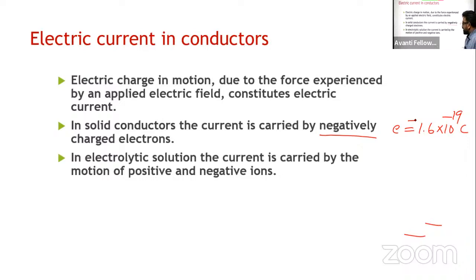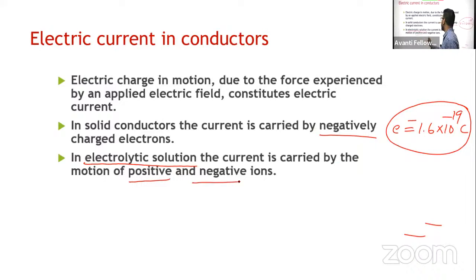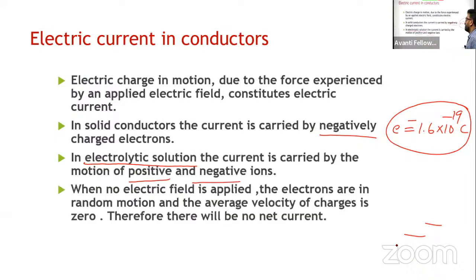With a negative charge, negatively charged electrons. Then in the case of an electrolytic solution, the current is carried by the motion of positive and negative ions. So in the case of conductors, the current is carried by negatively charged electrons. Each electron has a charge of 1.6 into 10 power minus 19 coulomb. Whereas in the case of an electrolytic solution, the current is carried by motion of positive and negative ions. Positive ions are there as well as negative ions.